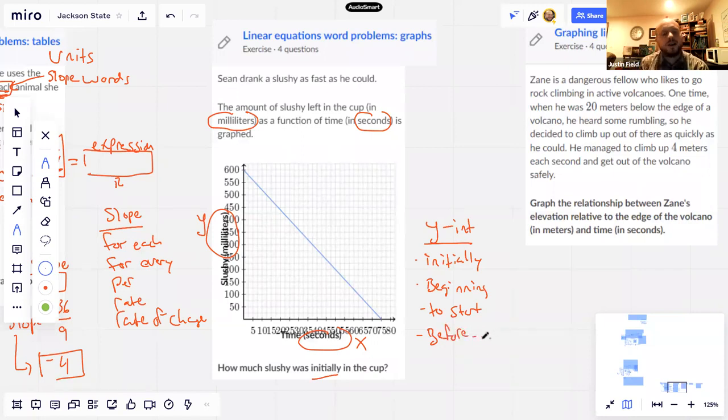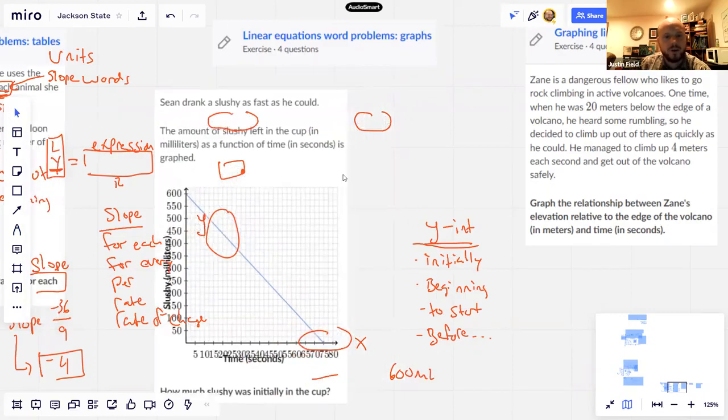When we start, the amount we have is the y-intercept. So how much slushy was initially in this cup? We can look right there at the y-intercept. The answer is 600. 600 milliliters.